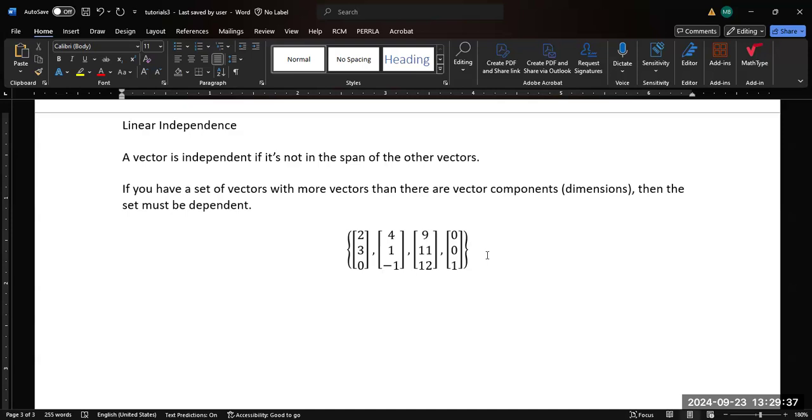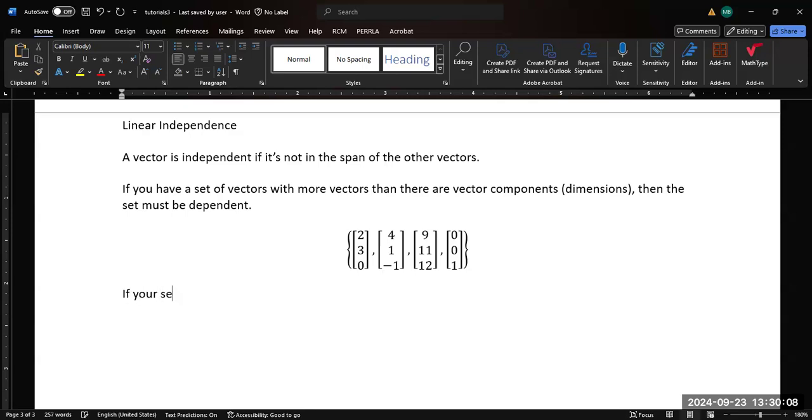Now, you could end up with a situation where you only span 2 dimensions instead of 3 dimensions. But what you're looking at is the entire set. And for right now, we have more vectors than we could possibly have that could be independent, and therefore this is dependent. So a set like this must be dependent because there are too many vectors.